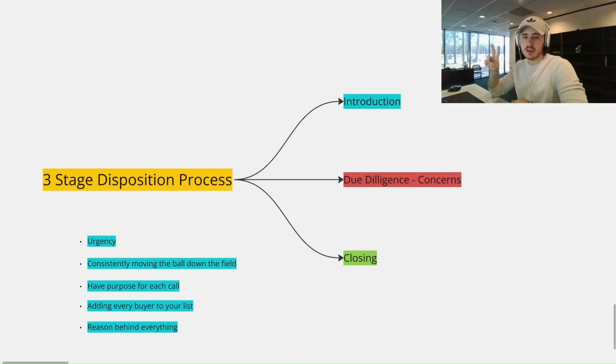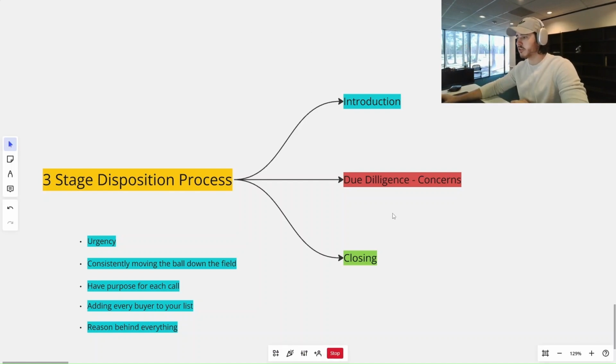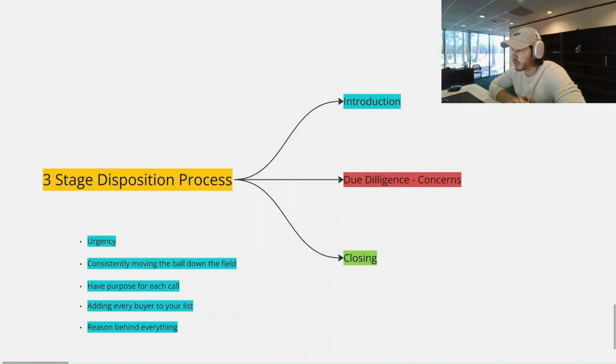Two is going to be due diligence and concerns. Remember, this is how I break it down: introduction call, due diligence call, and closing call. In a perfect world, I like my disposition process to be three calls. The due diligence call is whenever you give them that second call back, after you set up the next interaction. You'll call them back, see if they had any questions about the property, see if they were able to run all their numbers, and see if they think that they're a good fit for the property.